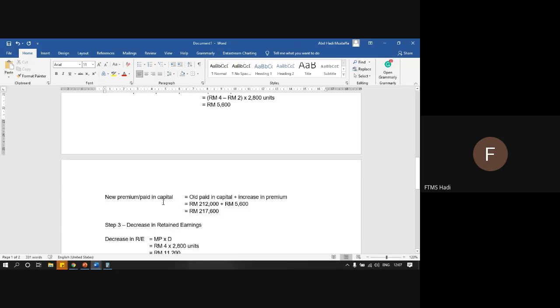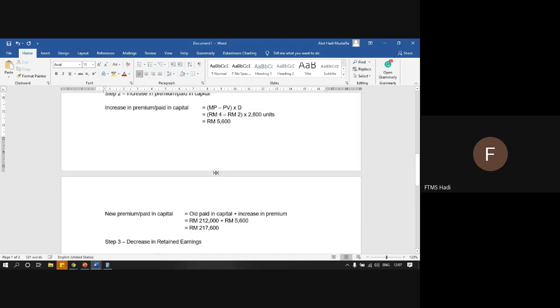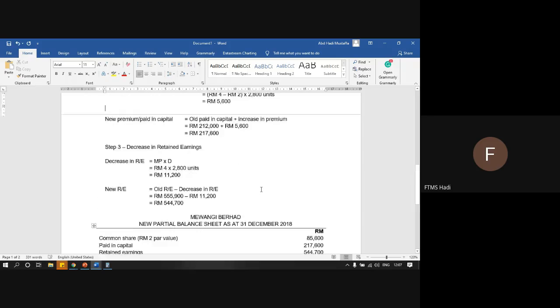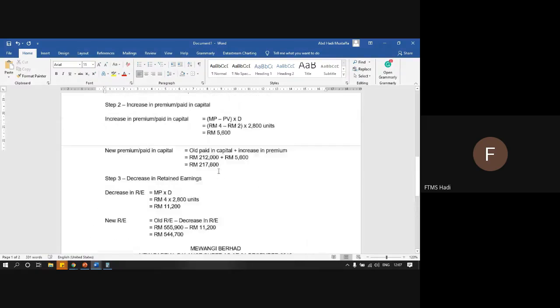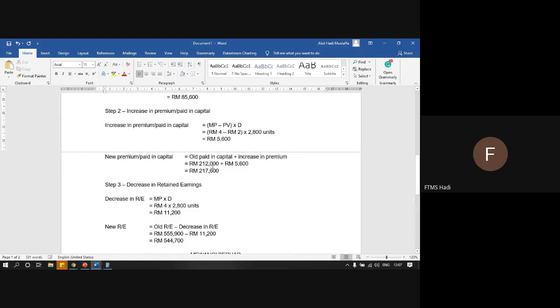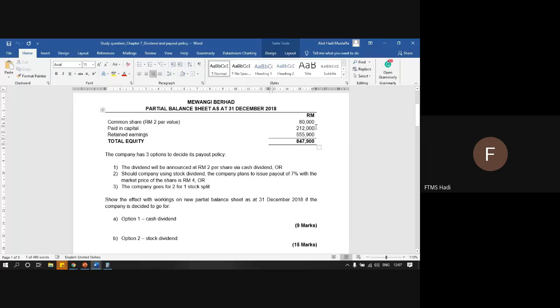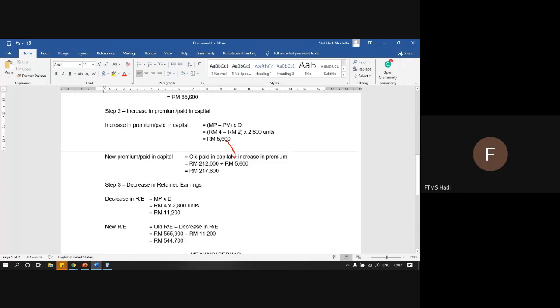And then the new one, which is the old ones plus increase in premium. Okay, why you need to plus? Because they said increase. Increase, that means you need to plus, yeah? Okay, so therefore, 212,000 you got from this one, plus with the increment one, 5,600. So if you press calculator, you get to 217,600. That is the second part.